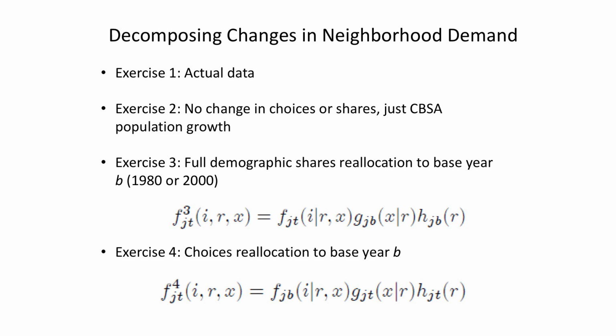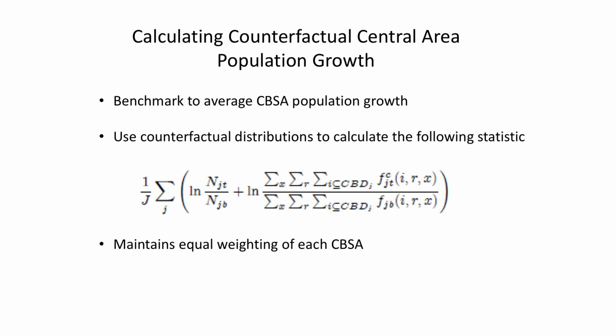And then exercise 3 is calculations based on distributions in which we hold the shares of the population in group X and race R fixed over time, but allow the choices to change as they did in equilibrium. And exercise 4, where we switch and we hold the choices fixed, but allow the shares to change. Okay, so this is going to give us a sense of whether demographic change has been driving central neighborhood change, or whether it's actually been about changes in neighborhood choices. Okay, and then we'll do some more after that to dig in a little bit more.